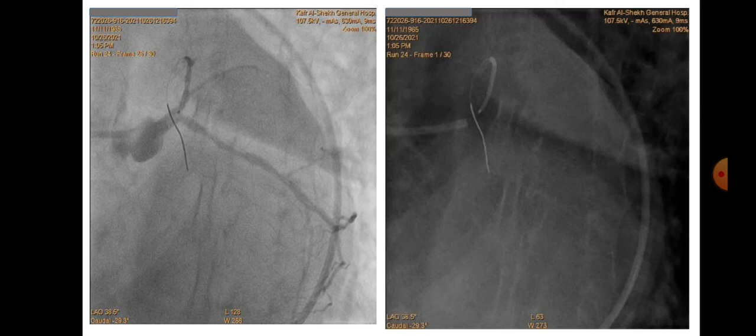So we tried to do this. It is the same case of the RCA. I started first with the RCA CTO and then went through the LAD. And as you see here, the circumflex is also diseased. So I started to put a stent in the LAD.